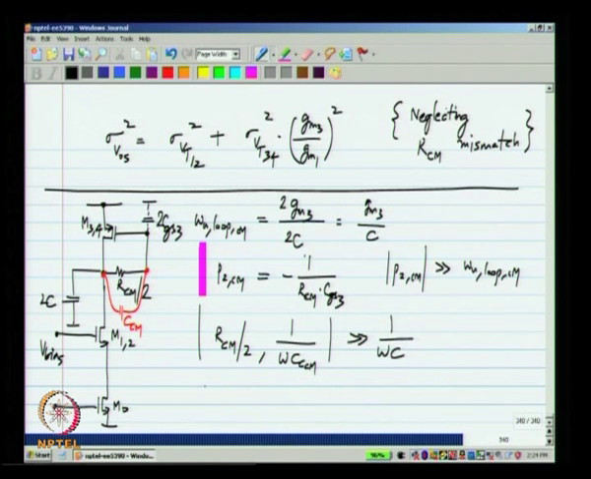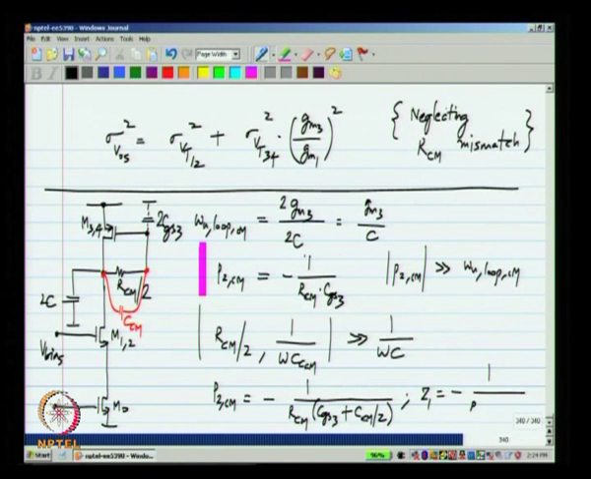So, in this case you can calculate the pole and 0, and the 0 is at, okay, and from all of this you can calculate the phase margin in the loop gain function and make sure that it is sufficient. Okay.